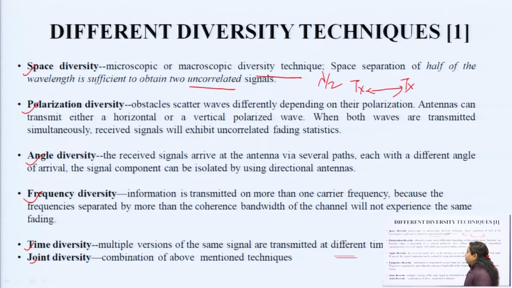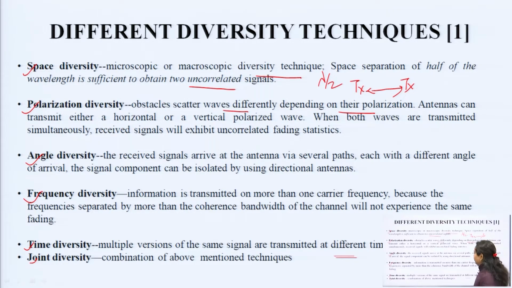Another one is polarization diversity. The obstacles scatter waves differently depending on the polarization. Polarization means the signal that has been transmitted will be polarized by some angle, which means it will be scattered by some angle.